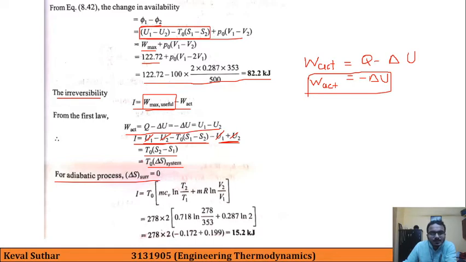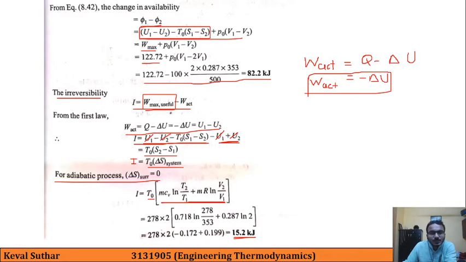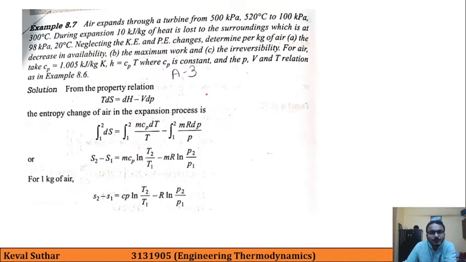So now this is the value of irreversibility I, where T0 is surrounding temperature, and instead of delta S system we can directly utilize this formula which was already used in our previous numerical also. So we are getting value of I as 15.2 kilojoule. Now the last was irreversibility, that is also obtained. So we have finished this numerical. Now this is our next numerical.